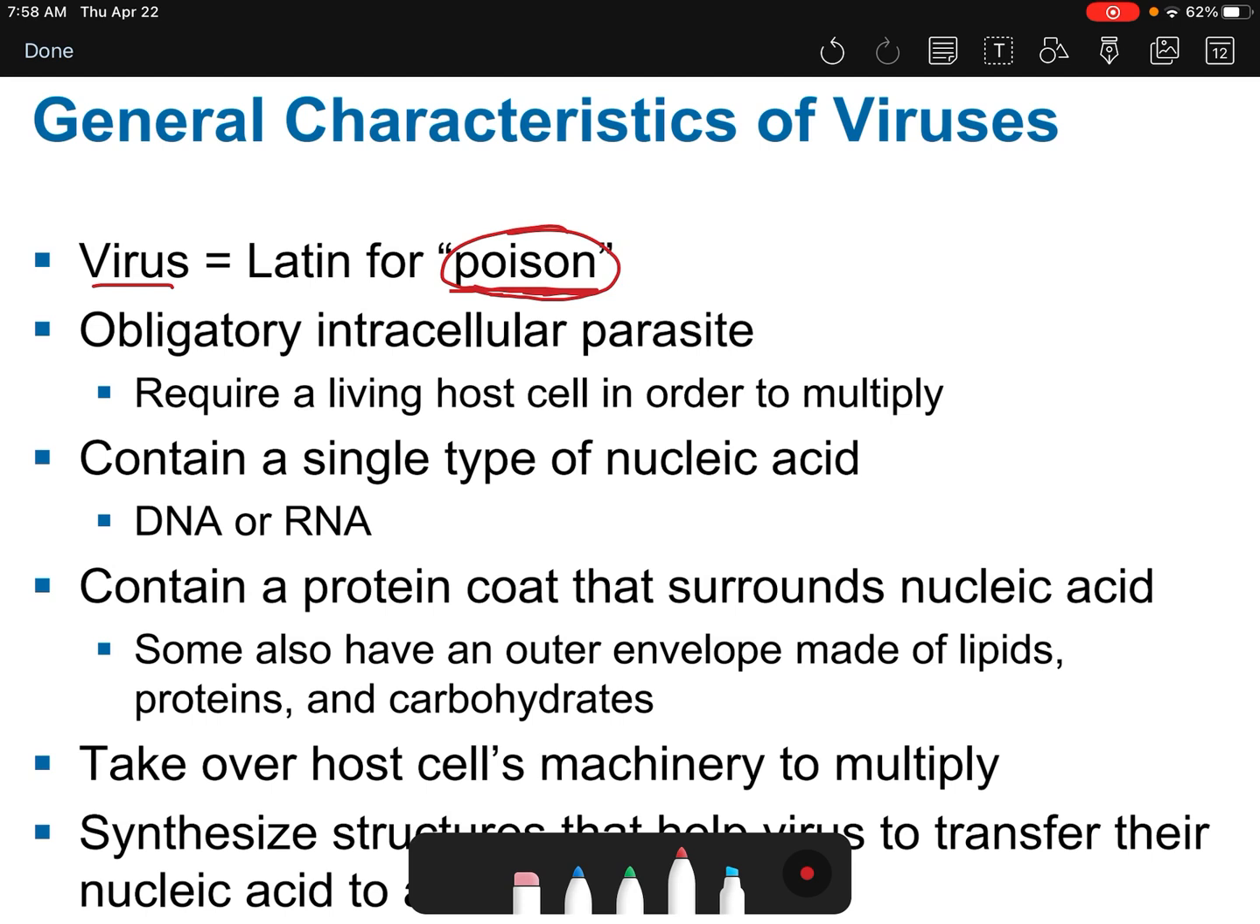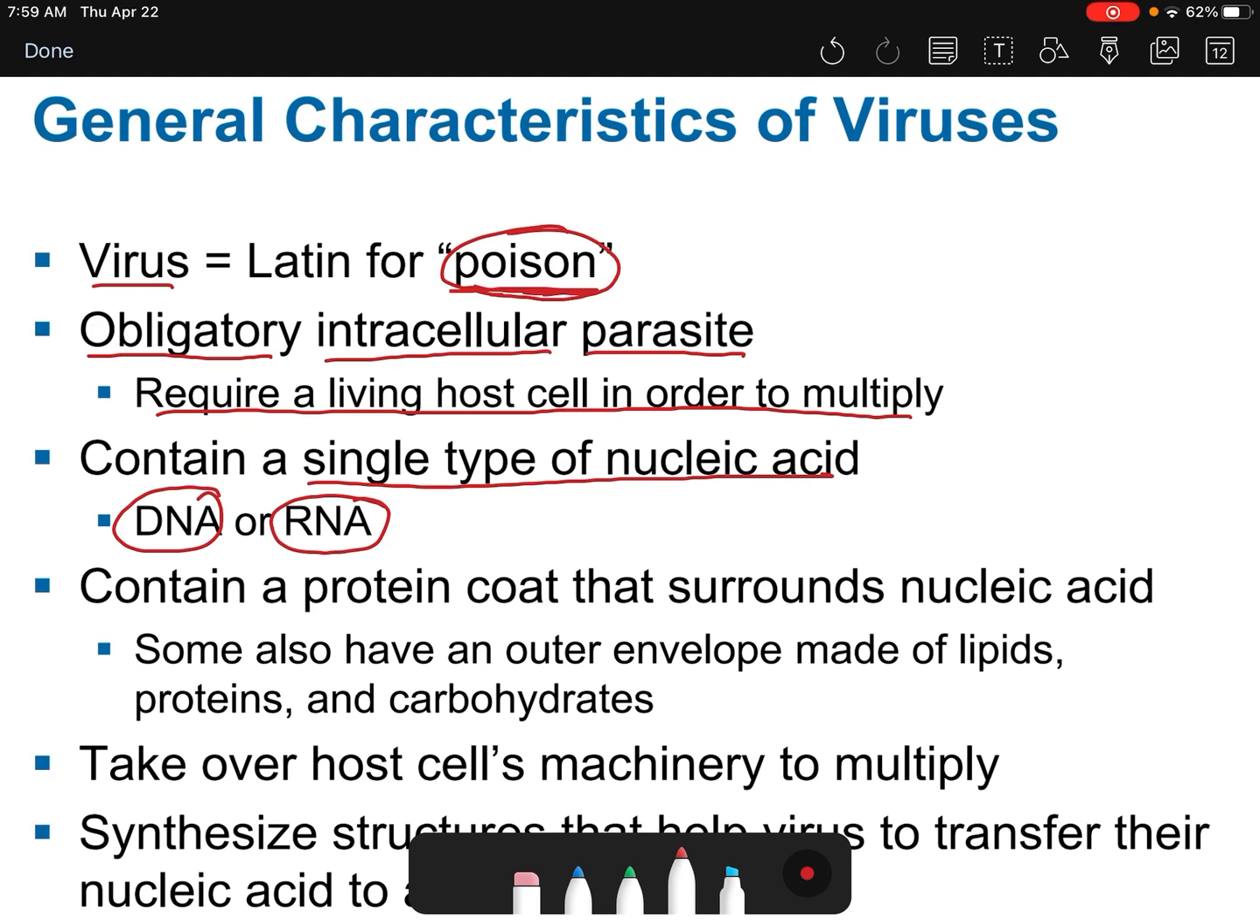We consider them an obligatory intracellular parasite. That's because they have to have a living host in order to multiply. They can't multiply on their own. The other thing unique about viruses is that they have a single type of nucleic acid. They are either DNA viruses or RNA viruses. They can't be both at the same time.